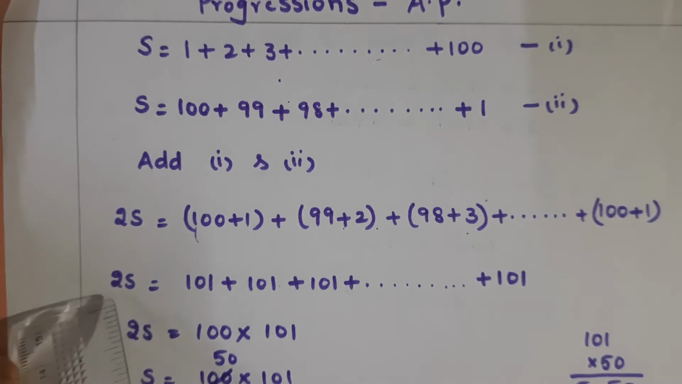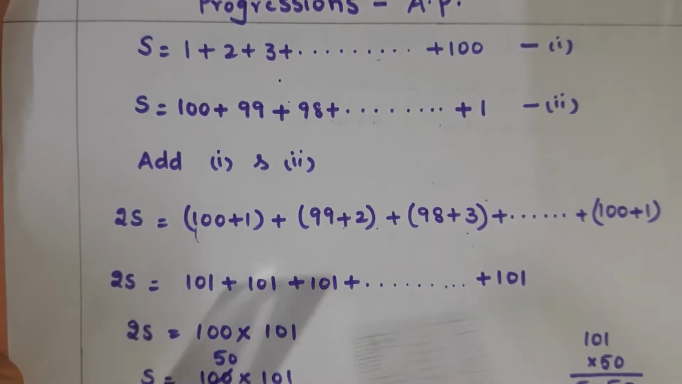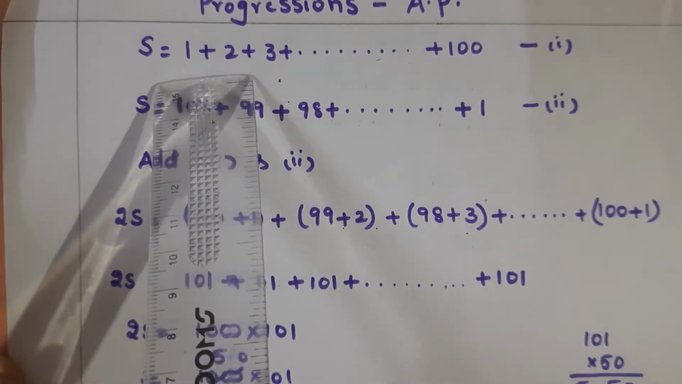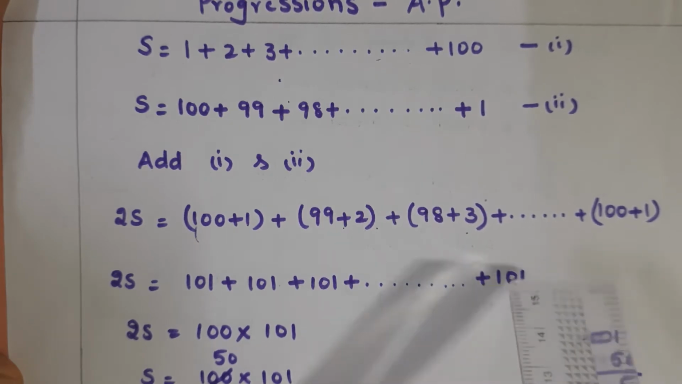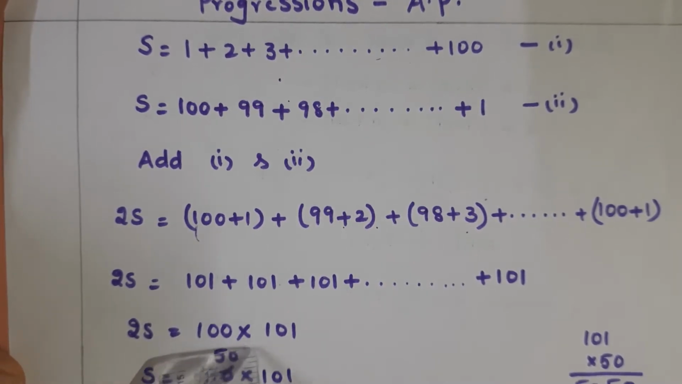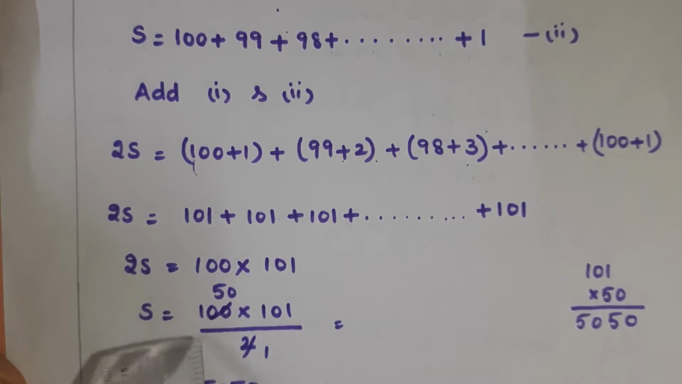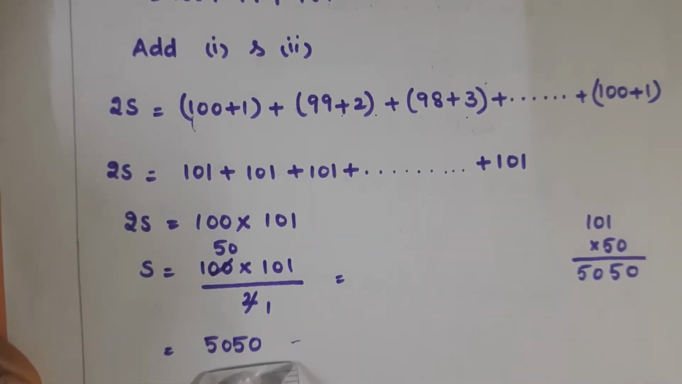Therefore, the equation is written as 2S is equal to 101 plus 101 plus 101 and so on to 101. This 101 is repeating 100 times, because we have taken here the sum of 100 numbers. Therefore, it can be written as 100 into 101. Therefore, 2S is equal to 100 into 101. After transposing, 2 will divide. So S is equal to 100 into 101 by 2. If we cancel with the 2, 2 ones are 2, 50s are, means 50 into 101, we get 5050.